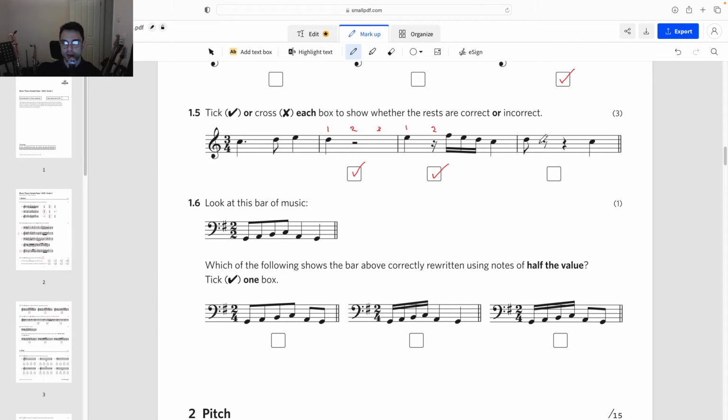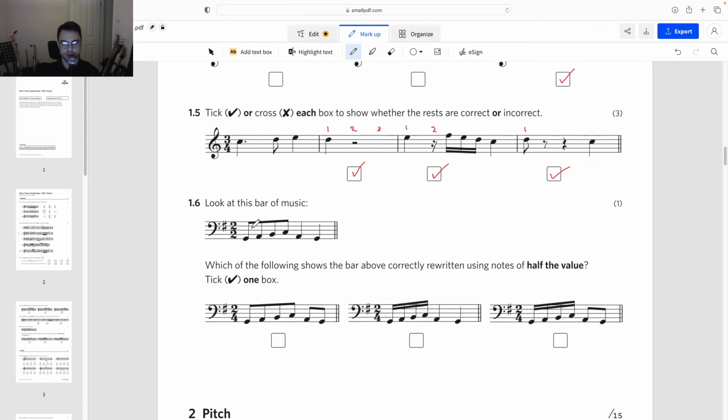All right, how about this bar? Well, this is on beat number 1. And then we've got a quaver rest and a crotchet rest. I don't see any other way how we could write that, so that looks good to me.